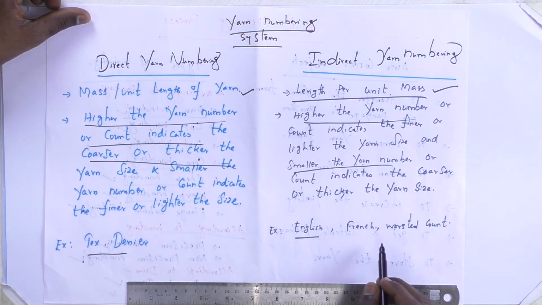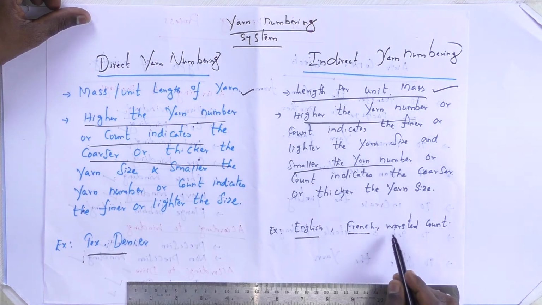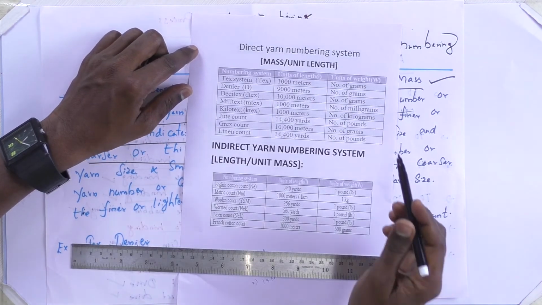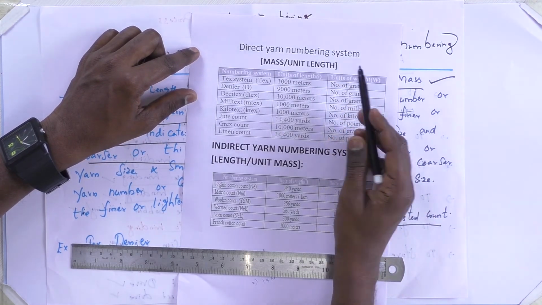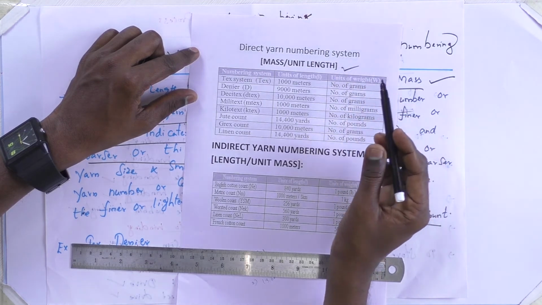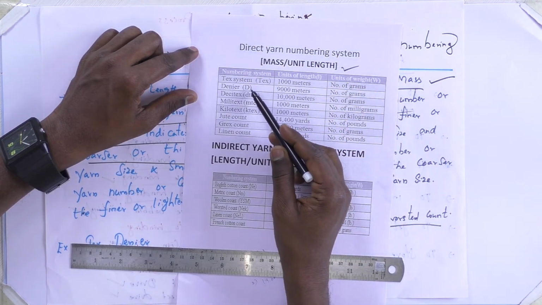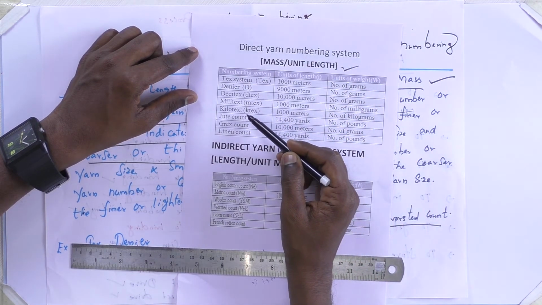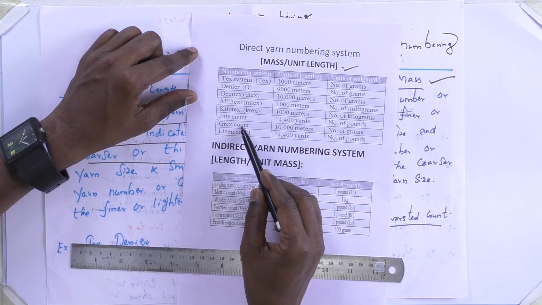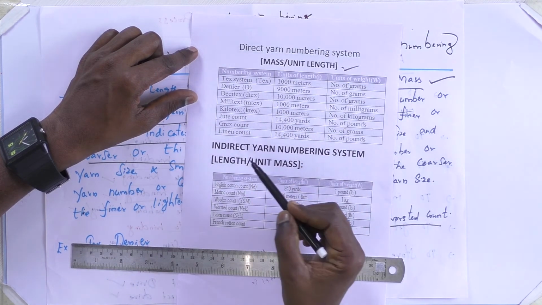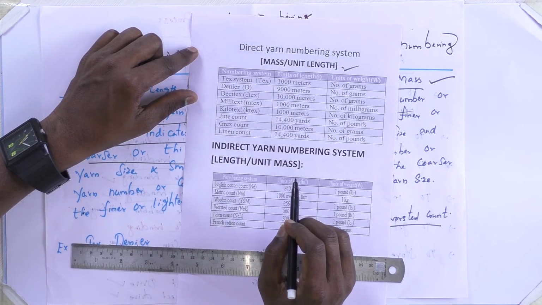English count system, French count system, Worsted count system. These are all examples of indirect yarn numbering systems. So the direct yarn numbering system works under the principle of mass per unit length. Here Tex system, Denier, Decitex, Millitex, Kilotex, Jute count, Greg's count and Linen count. These are all direct yarn numbering systems.